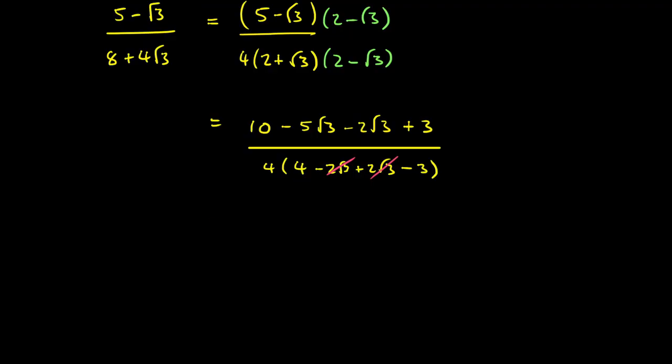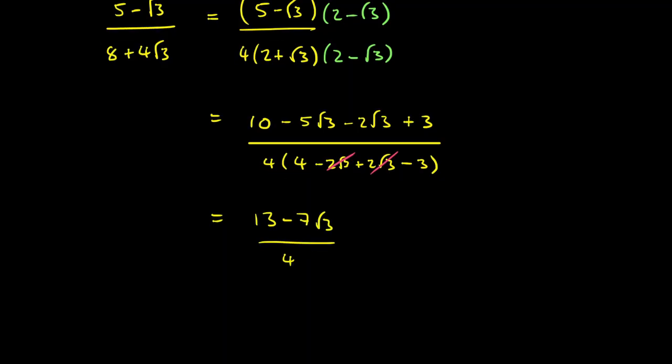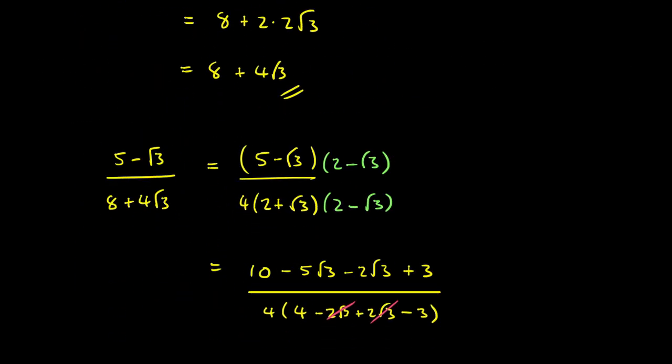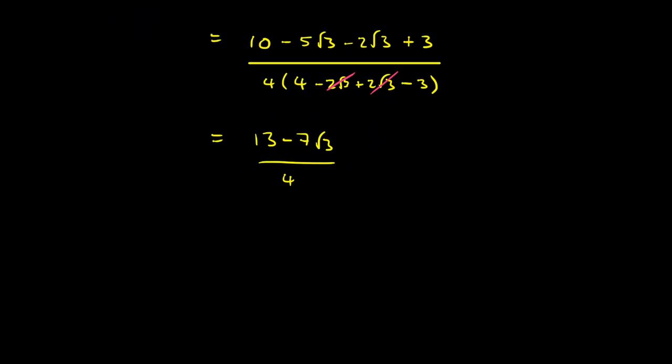So what we end up with on the top is 10 plus 3 is 13, minus 7 root 3, over 4 times 1. Okay, and we want to leave it in the form a plus b root 3. So we'll write it as 13 upon 4, that's our a, minus 7 upon 4 root 3, and that's our b. And I'm just going to check that against the mark scheme. And yep, that is correct.